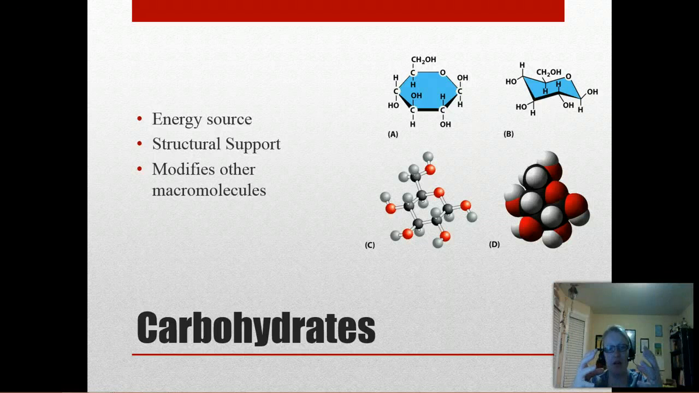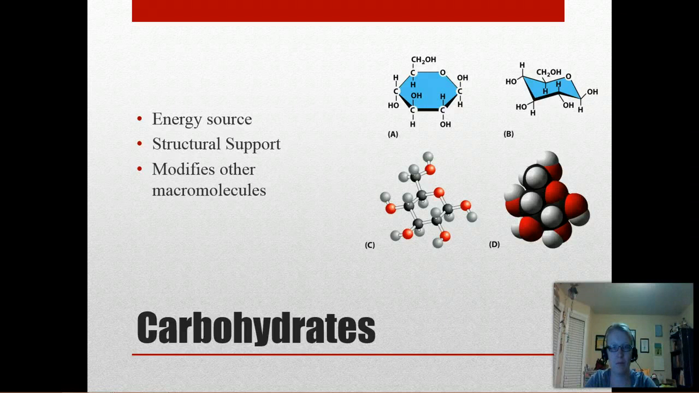All of these carbohydrates and this energy within the entire biosphere is coming from solar energy harnessed by plants that is then transferred into carbohydrates or sometimes other macromolecules that are then used by other organisms. So the big thing when you think about carbohydrates is energy source.